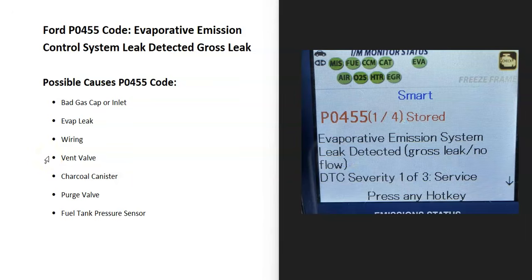So today I'm talking about a Ford with the P0455 code, what it is, and how you go about fixing it. And so what is the Ford P0455 code? Well, it's an evaporative emission control system leak detected gross leak. And what does this mean?